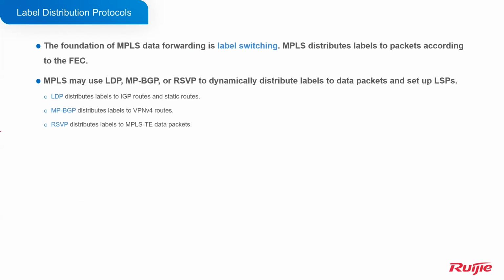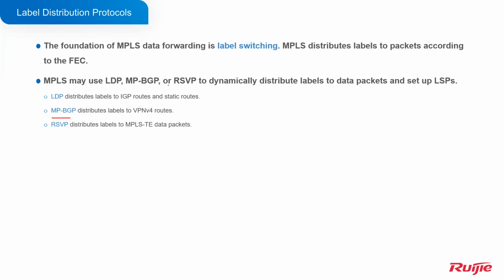And usually, the LDP can distribute the label for IGP routes and also for static routes. But the MP-BGP protocol distributes the label for the VPN v4 routes. And the MP-BGP also is a very important protocol if you want to use the MPLS VPN. And RSVP distributes the label for MPLS TE packets.